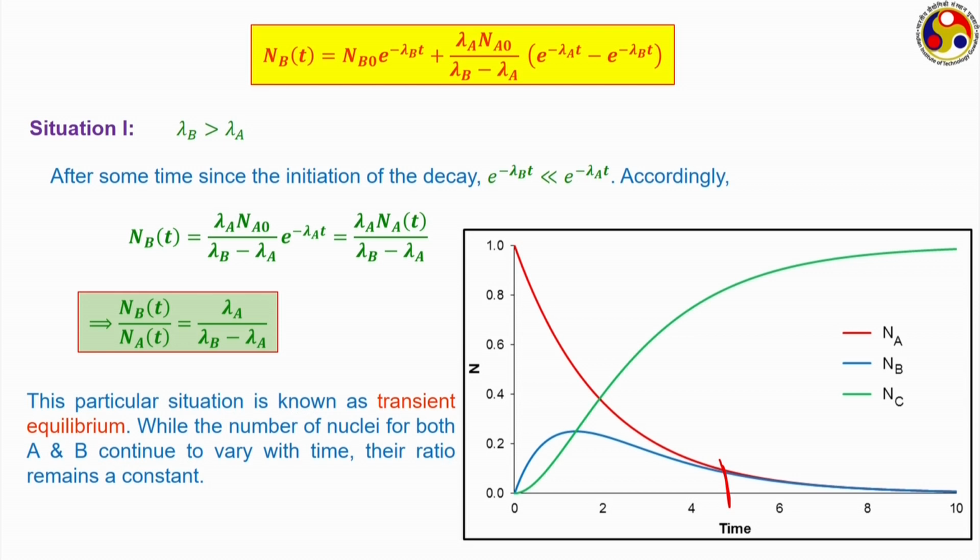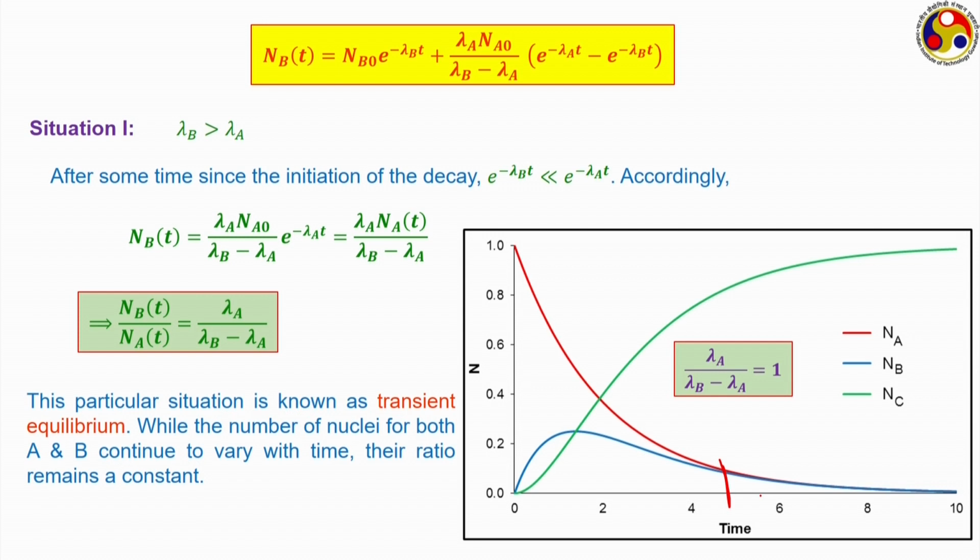because if you remember, while drawing these curves we have considered lambda A to be equal to 0.5 and lambda B to be equal to 1. Therefore, this particular ratio, lambda A upon lambda B minus lambda A, in this case is equal to 1. That means the number of isotopes of A and isotopes of B will remain the same. It does not mean that N A and N B are becoming constant, rather the rate at which N A is going to change, the same rate N B is also going to change after some initial period of development, which has been found here.